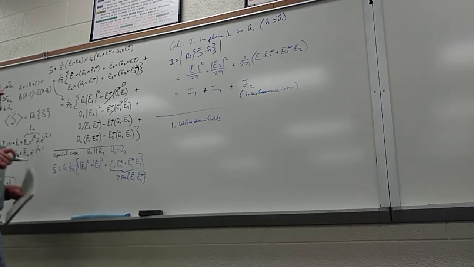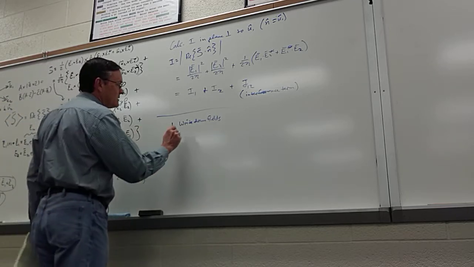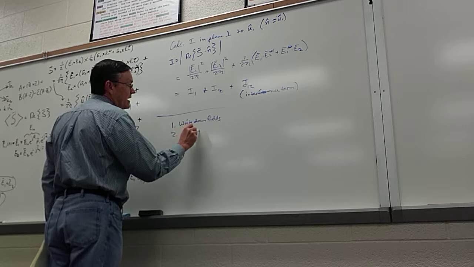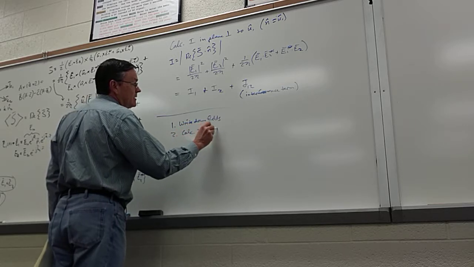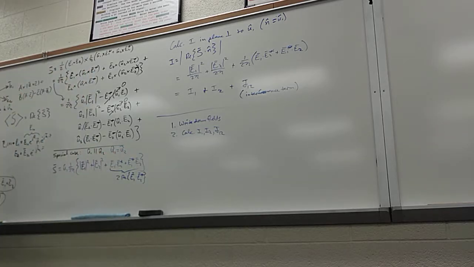And so the second thing that you do is, knowing those fields, calculate I1 and I2, which are trivial, and also calculate J12, which is what we're about to do. Calculate the interference term. And once you have those three terms, you're done. And you've got the irradiance, so you know what the interference is. And that all falls out of complex pointing vector, as it should.